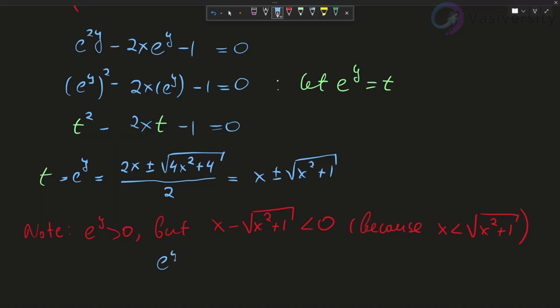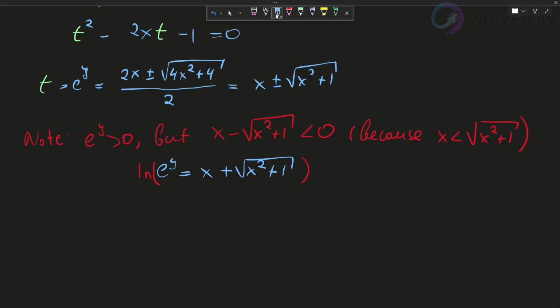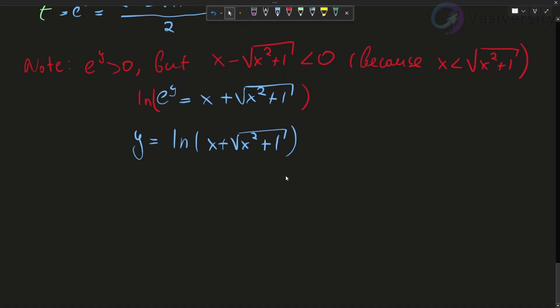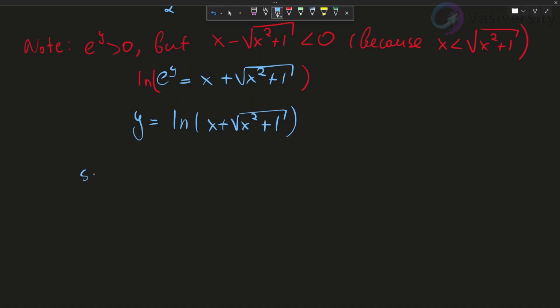So e^y is actually equal to simply x plus the square root of x squared plus 1. Now applying the natural logarithm to both sides of the equation, we will have y equal to the natural logarithm of x plus the square root of x squared plus 1. And we remember that y was equal to inverse sine. So inverse sine of x is equal to the natural logarithm of x plus the square root of x squared plus 1.